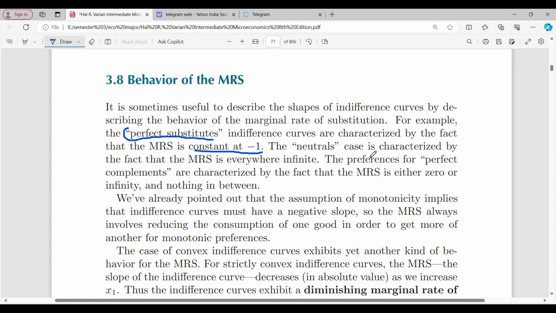For neutrals, the MRS is everywhere infinite. And for perfect complements, the MRS would either be 0 or infinity. Nothing in between.